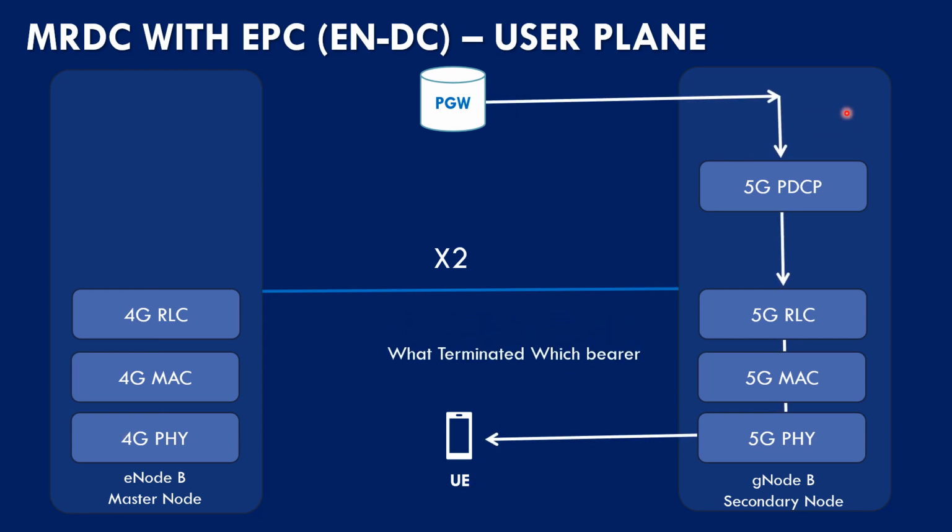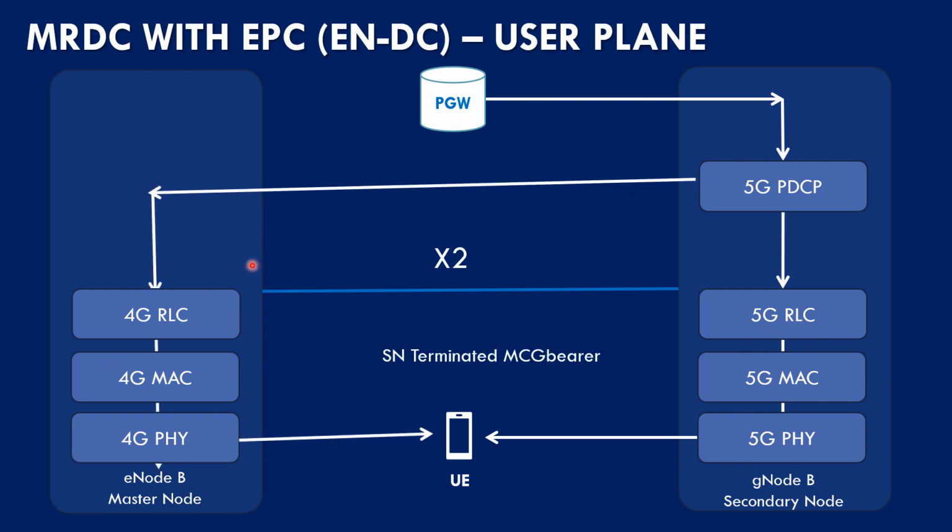Any guesses which type of bearer is this? This one? Yes, this is SN terminated SCG bearer. And this one, this is SN terminated. PDCP is in SN and MCG bearer because RLC and other lower layers are in MCG.